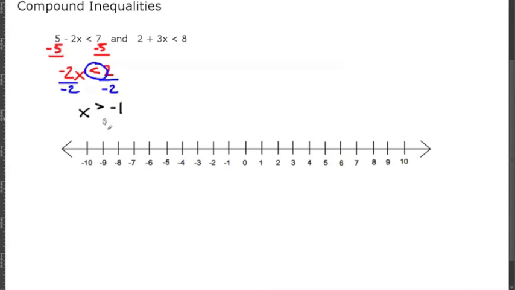Let's go ahead and plot this. So x is greater than -1. We're going to circle the -1 and shade in everything to the right. For our next problem, we're going to subtract 2 from both sides to start and have 3x is less than 8 minus 2, which is 6. Now we will just divide by 3 on both sides and get that x is less than 2. So now looking at our graph, we're going to circle the 2 and x is less than 2, so that's going to be everything to the left.